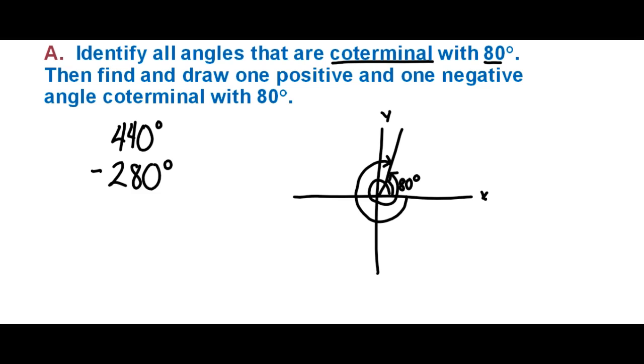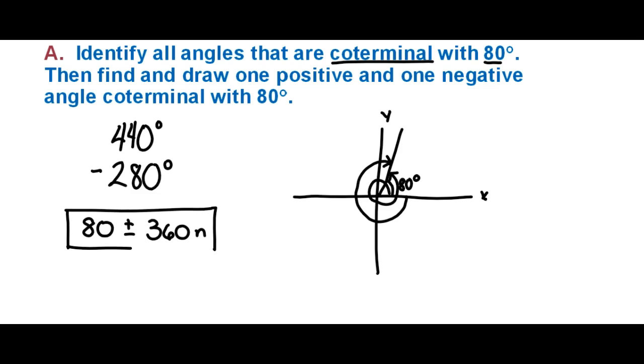So those are two angles that are coterminal with 80, and the way we can figure out all the angles that are coterminal would be if we took the degree measure 80 degrees and then said plus or minus 360 times some number we can call n. Because 80 plus 360 we saw was 440. If we doubled 360, we could get that degree measure of 800 and so on and so forth. So this gives me every angle that's coterminal with 80 degrees.